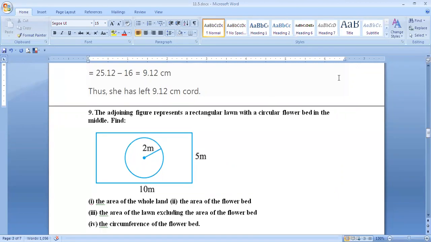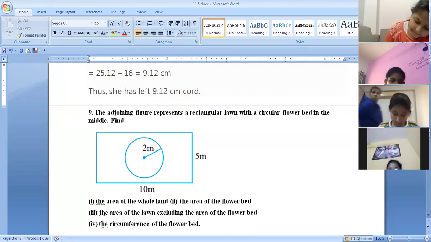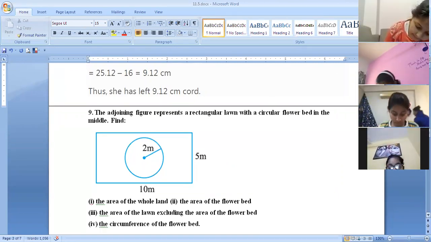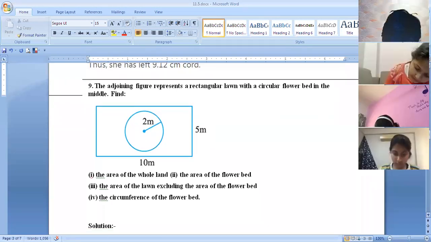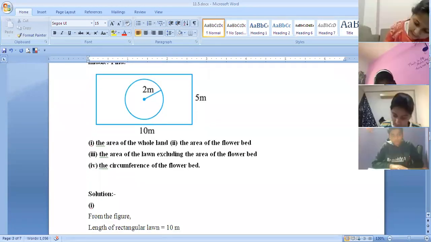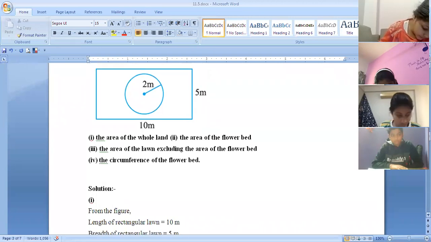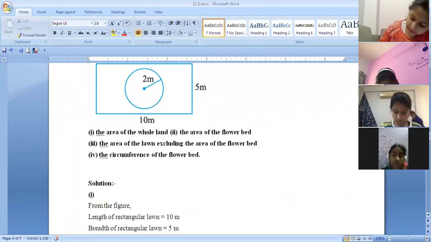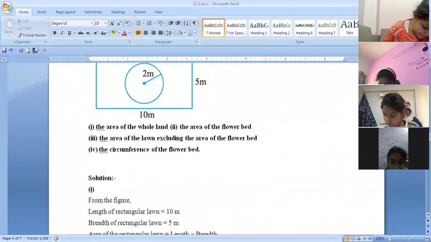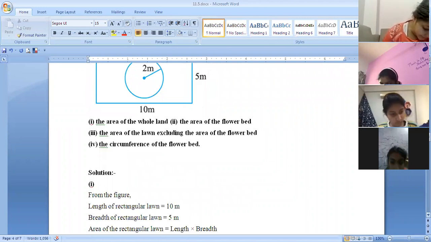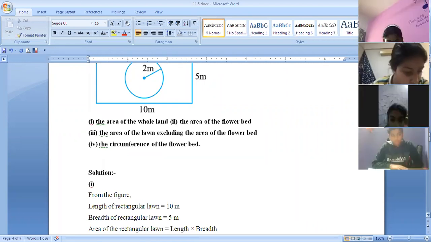Lavish, Parth, Devanshi, Utkarsh, open your camera also. So write down the area of the length of the rectangular lawn is given 10 meters and breadth is given 5 meters. And the area of the rectangular lawn will be length into breadth. Yes, Kavya, your answer is right. Rest of you just multiply length into breadth. How much you are getting?